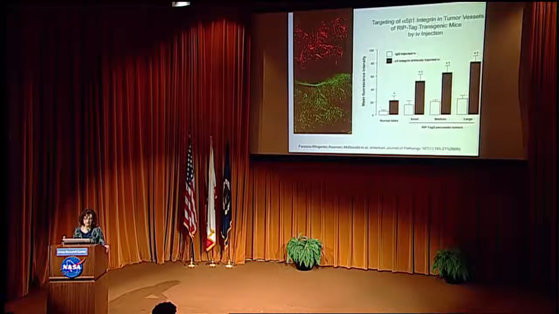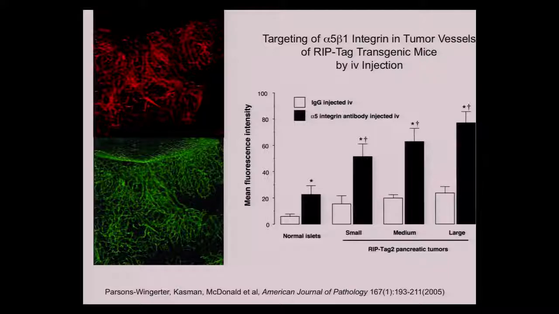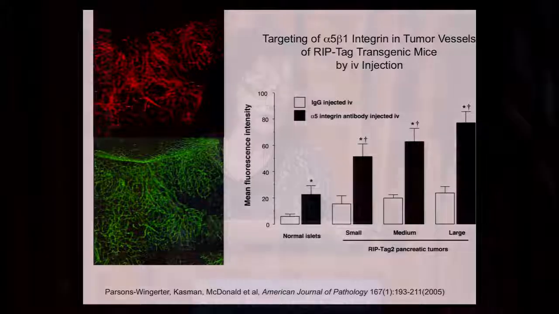My final training was at the University of California, San Francisco, in the laboratory of Donald McDonald, who is globally recognized for his abilities to visualize vessels in tumors and inflammatory disease. So many of the techniques I've developed since then in my own research were learned in his laboratory, working on the expression of, in this case, the alpha-5 beta-1 integrin that increases with increasing tumor size.